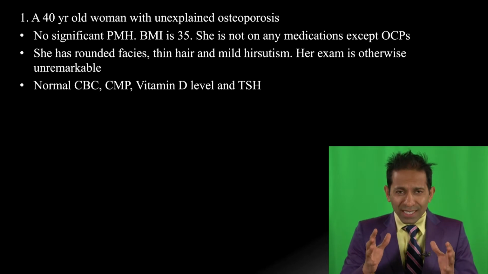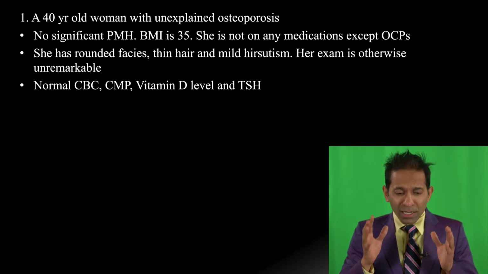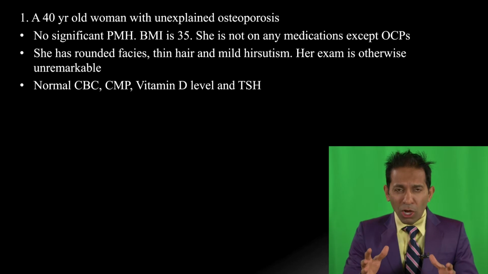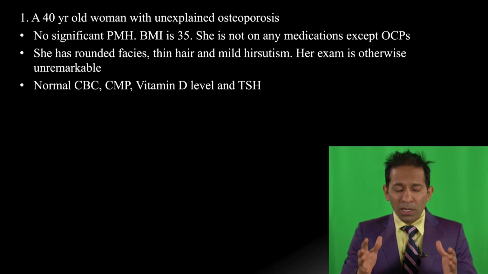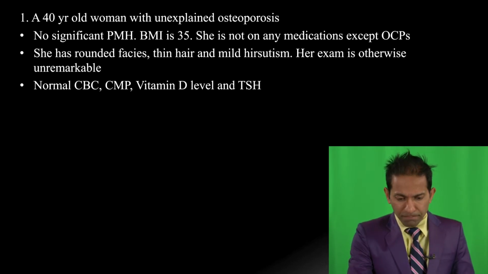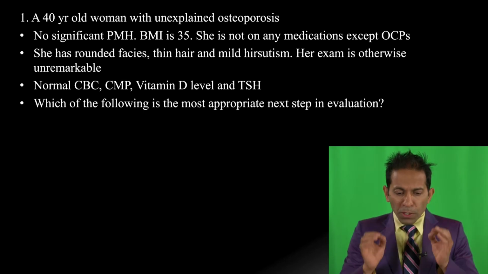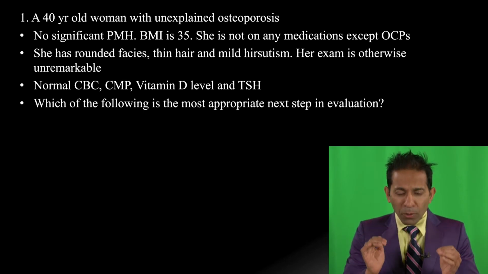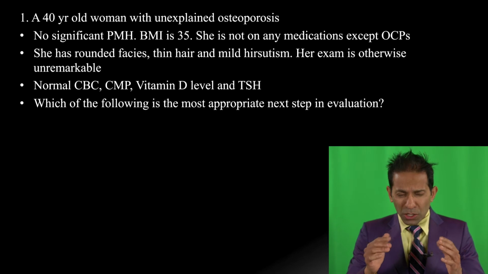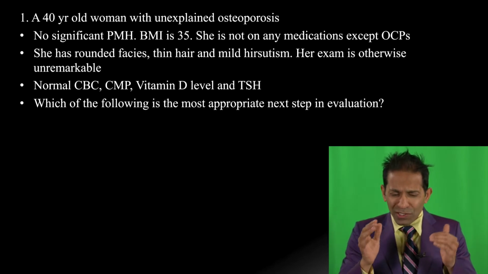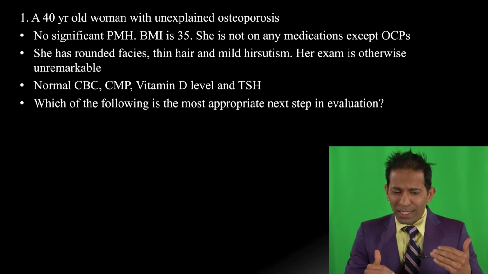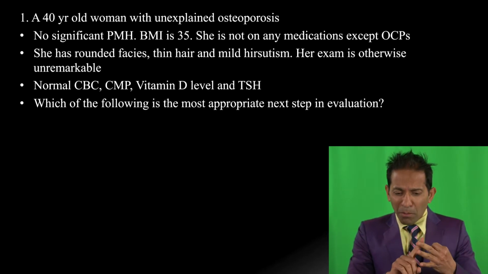You check her CBC, which is normal. Her complete metabolic profile is normal. Her vitamin D level is normal. Her TSH is normal. Which of the following is the most appropriate next step in evaluation? So in this patient, we are suspecting she might have Cushing syndrome, which is causing unexplained osteoporosis, obesity, and mild hirsutism.